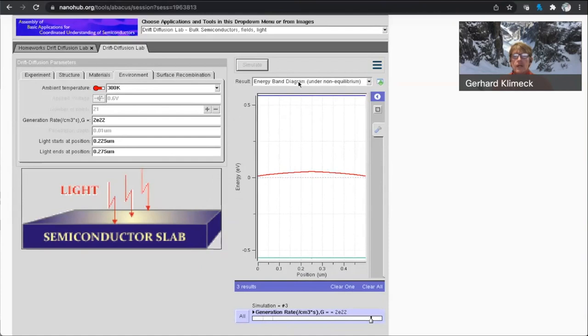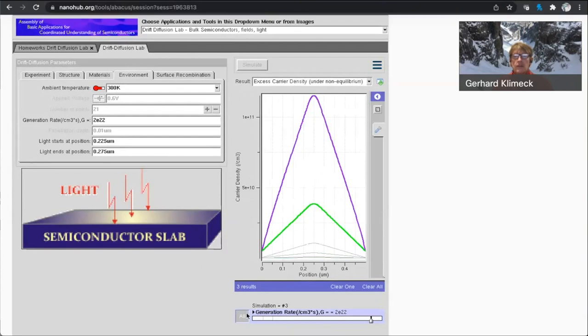I can compare all of them, and the harder I hit them on a logarithmic scale, as you see, the more carriers I can get. Now, that makes sense, and this aligns reasonably well with analytical solutions. You can already see that this curve here, on the hitting it strong with light, is no longer perfectly linear.